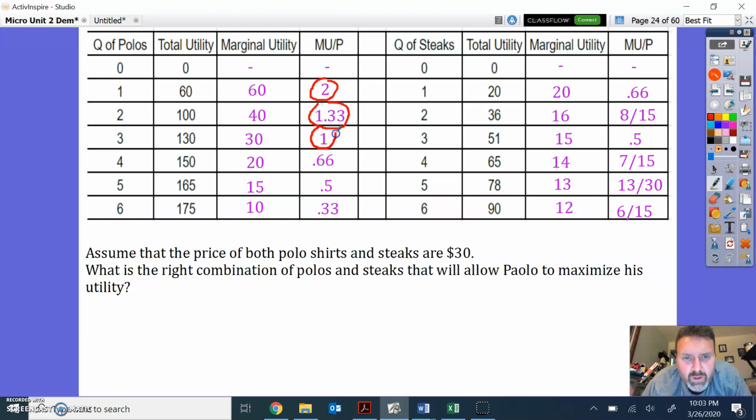And then we do this one. It's that third polo. And then we do this one. It's that fourth polo. And then we do this one. And 5 times 30 is 150. And we know that we're good because this MU over P equals this MU over P. And we're at the right point. So we need 4 polos and just 1 steak. Okay? And our utility is maximized.